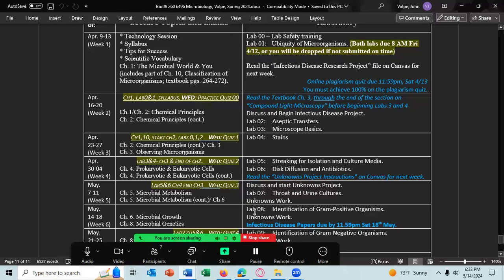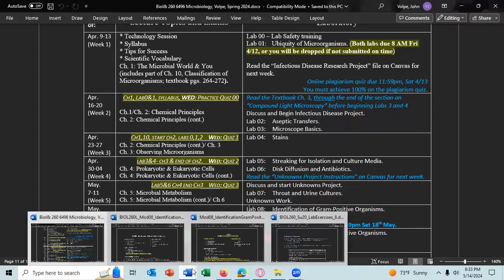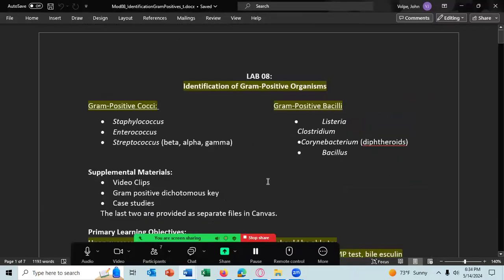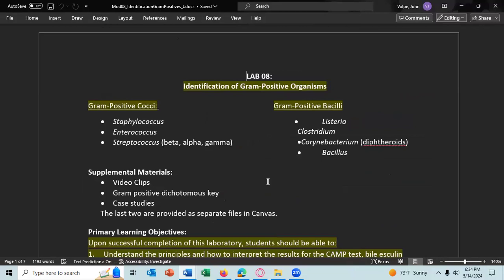All right, so let's begin Lab 8. Yeah, Lab 8, identification of gram-positive organisms. We're going to be looking at gram-positive cocci, specifically the Staphylococcus, Enterococcus, and Streptococcus families, as well as some gram-positive bacilli. We'll briefly look at Listeria, more likely look at Clostridium, and briefly Corynebacterium and Bacillus.